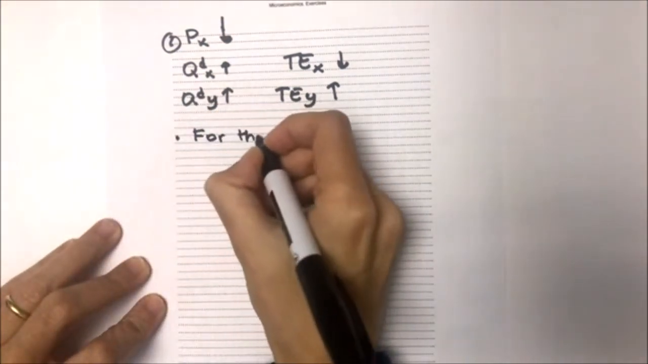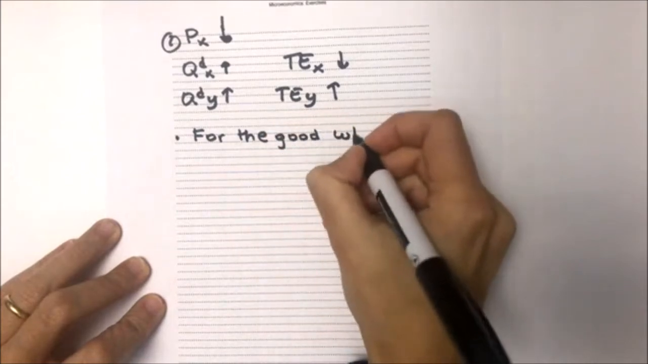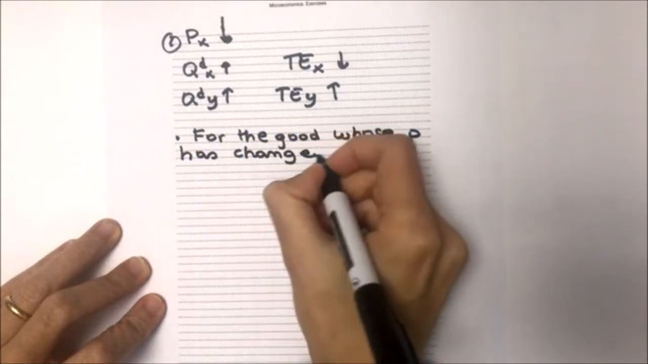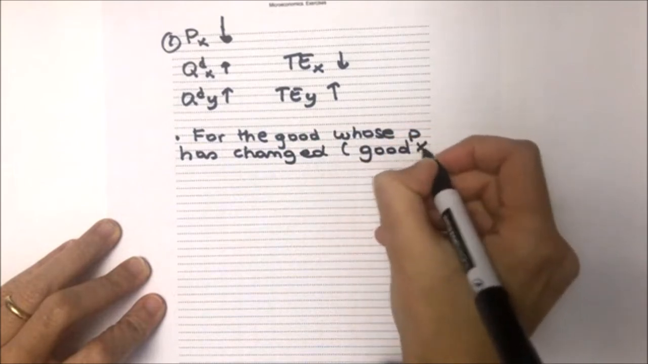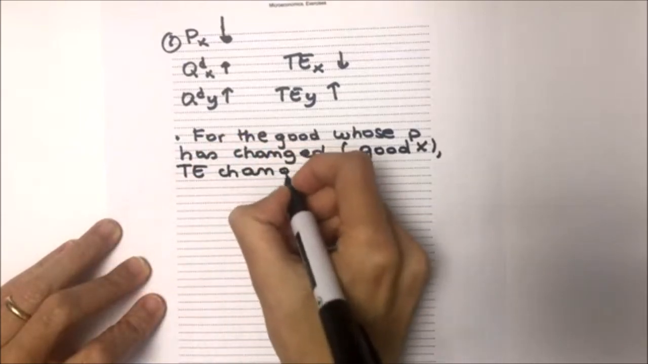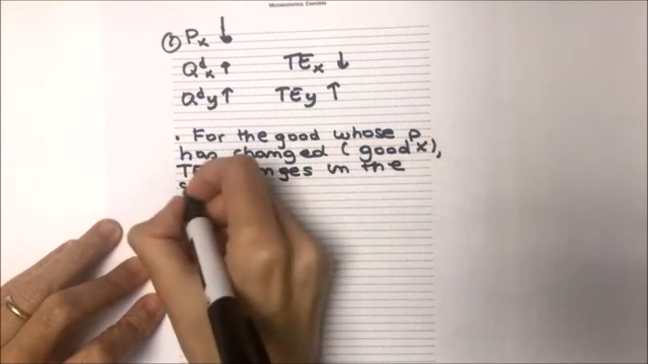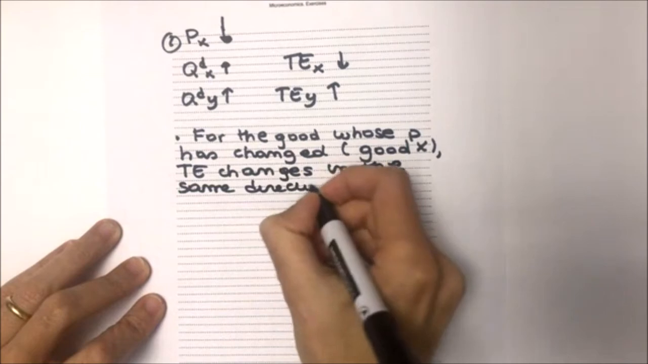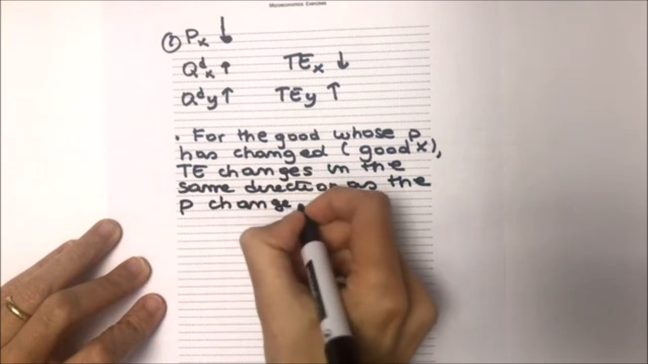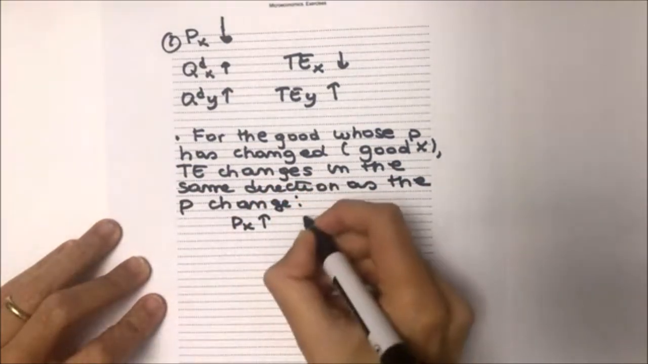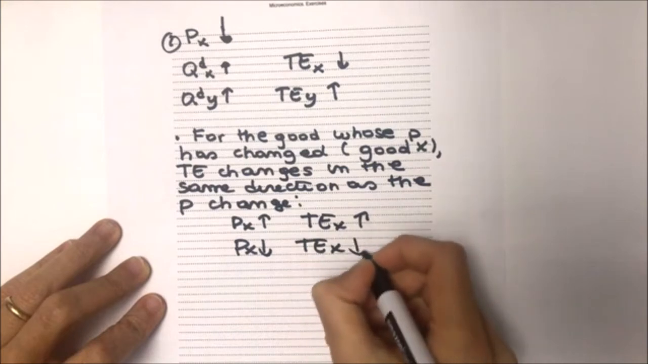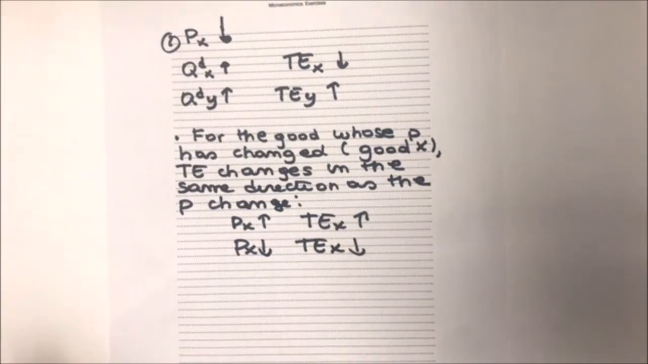So, for the good whose price has changed, in our case good X, in our example, total expenditure changes in the same direction as the price change. Meaning that if the price of X increases, then total expenditure on X increases. If the price of X decreases, then total expenditure on X decreases. So you see, same direction, okay?